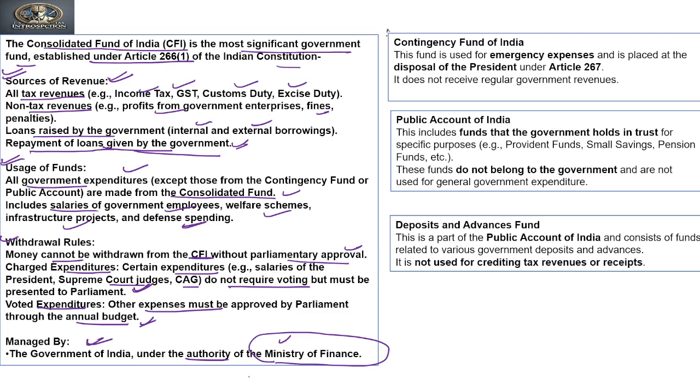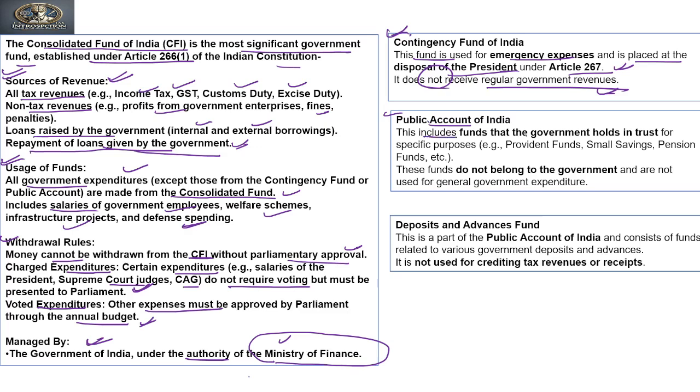Now if you see the Contingency Fund, this fund is used for emergency expenses and is placed at the disposal of the President under Article 267. It does not receive regular government revenue. This is not a fund where regular government revenue is received, but a fixed lump sum amount is paid into this from the Consolidated Fund of India after approval of Parliament.